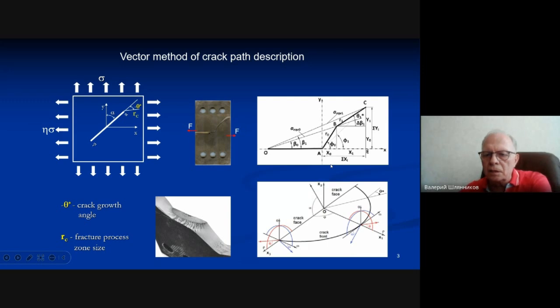In the general case of a 3D cracked body, for instance, with a semi-elliptical inclined crack, we need to determine two crack deviation angles. One of them is in plane, another one is the out-of-plane crack deviation angle. These angles change along the curvilinear crack front in the general case.